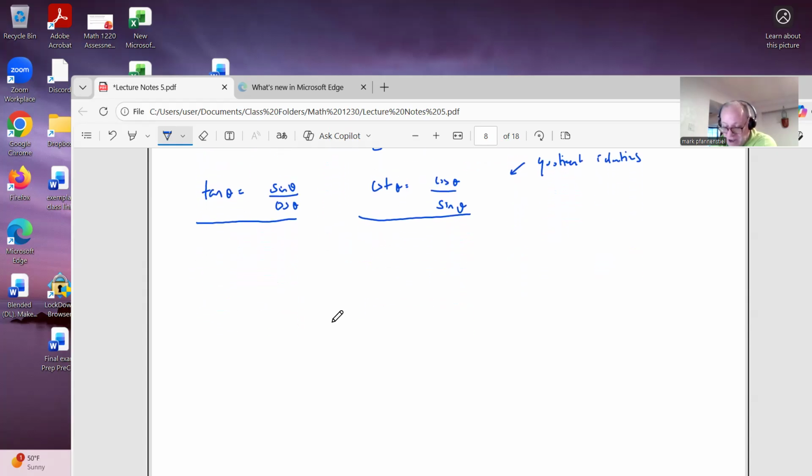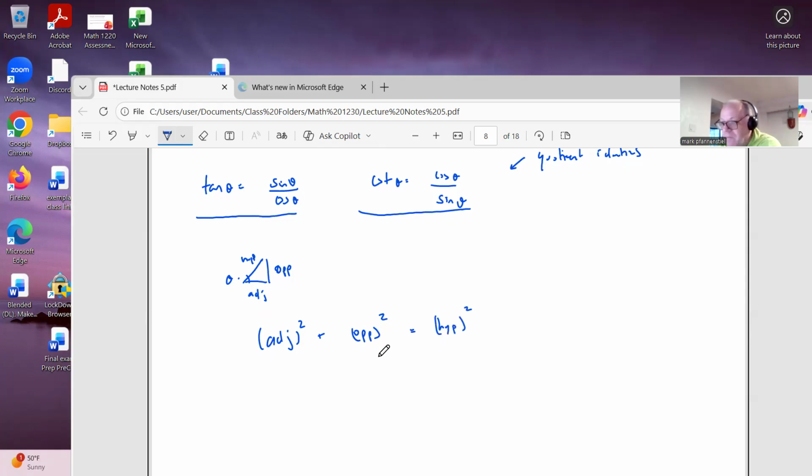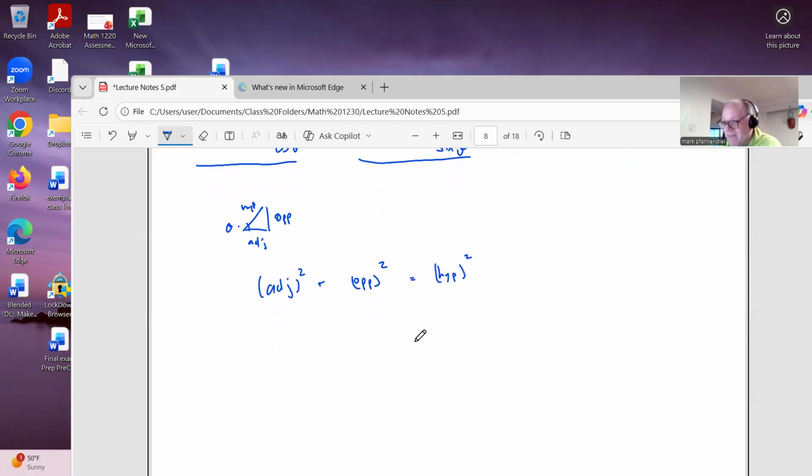The names of the next three are called Pythagorean identities, and we're going to go ahead and show you what that is. So if I go back to my Pythagorean theorem, right, we have a triangle. We have our adjacent side, we have our opposite side, right, for any particular angle, and we have our hypotenuse. So I'm going to say the adjacent side squared plus the opposite side squared is equal to the hypotenuse squared, right? Just Pythagorean's theorem.